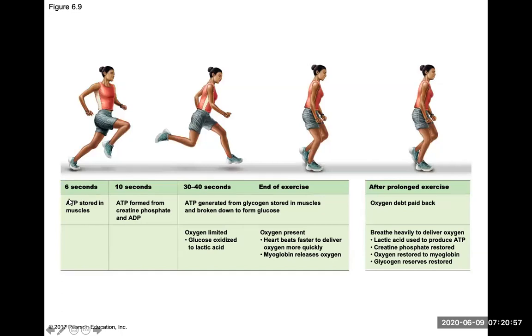Within 6 seconds of running a race, ATP will be used from what is stored in the muscles. Within 10 seconds, ATP is formed from creatine phosphate and ADP. During 30 to 40 seconds or at the end of exercise, ATP will be generated from glycogen stored in muscles and broken down to form glucose. Where oxygen is limited, glucose is oxidized to what we call lactic acid, and lactic acid buildup causes you to feel the burn or the strain in your muscles.